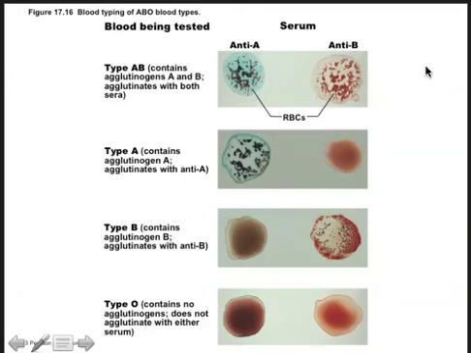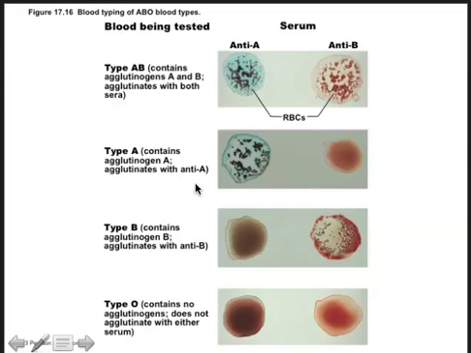So here we have a type AB individual. Their blood has been sampled. It's been mixed in this particular well with anti-A antibody, and look what happened. It agglutinated. That's what those little coffee ground looking specks are in the slide. It also agglutinated in the presence of anti-B antibody. And why is that? Because an AB individual has both the A and B antigen on their erythrocytes, and as a result, both antibodies will react.